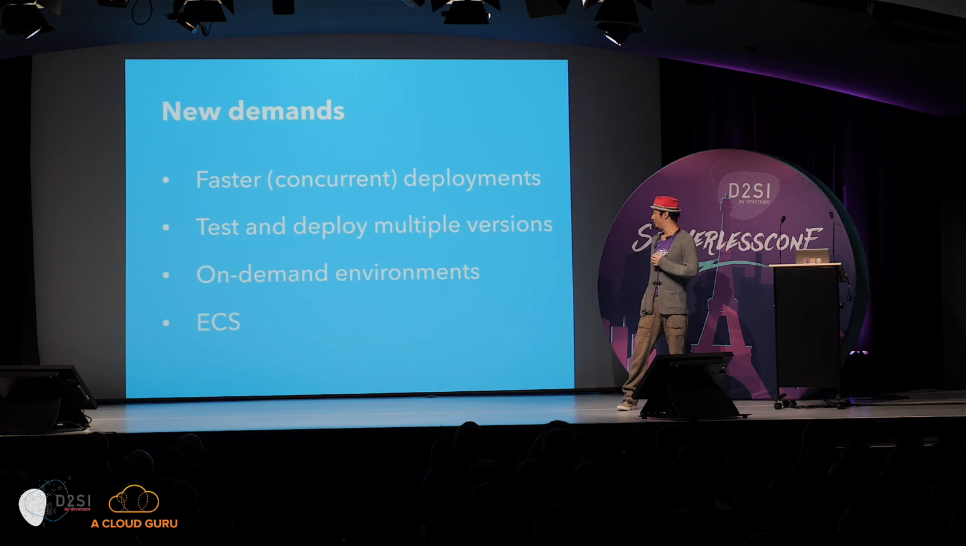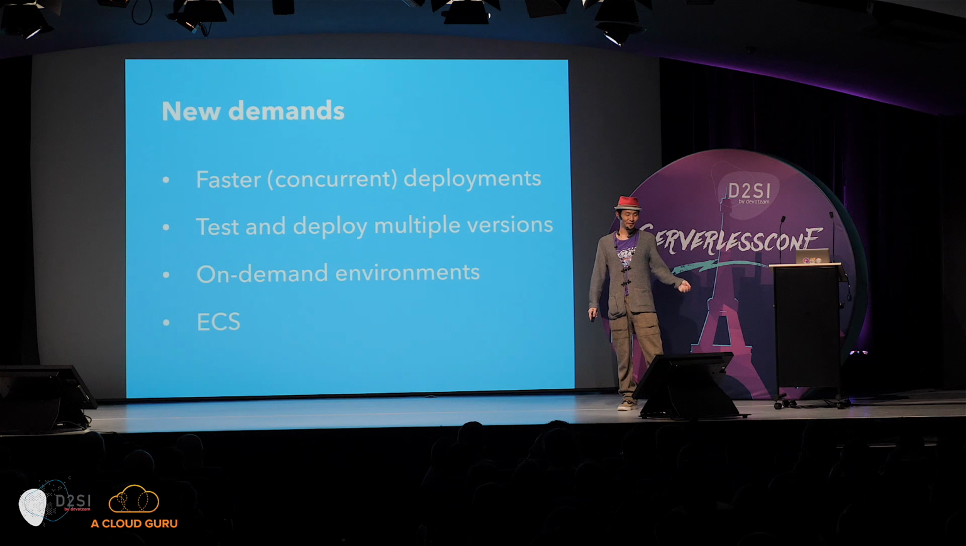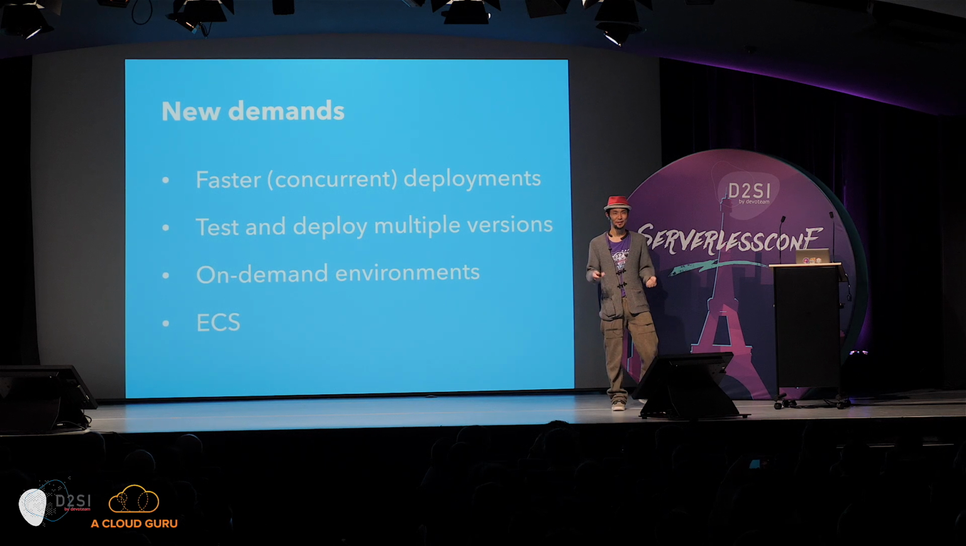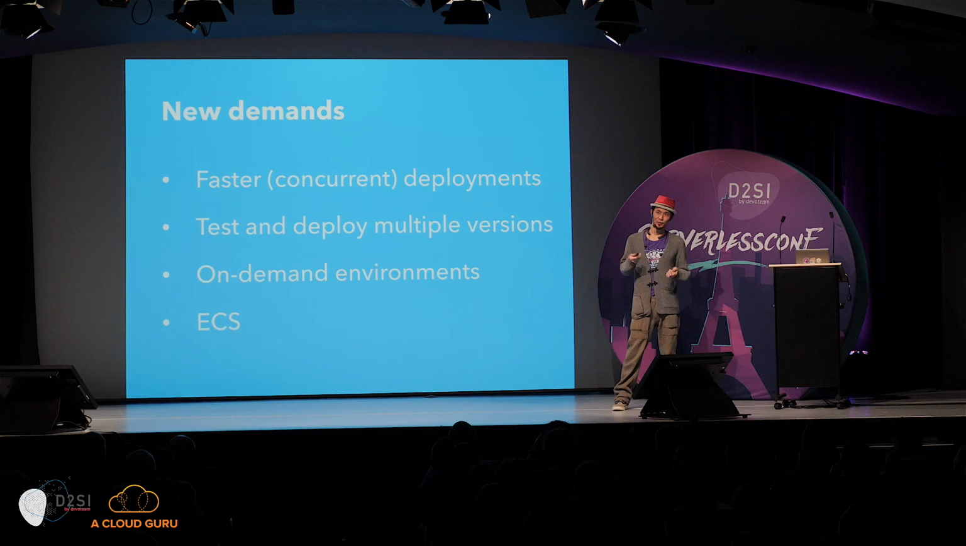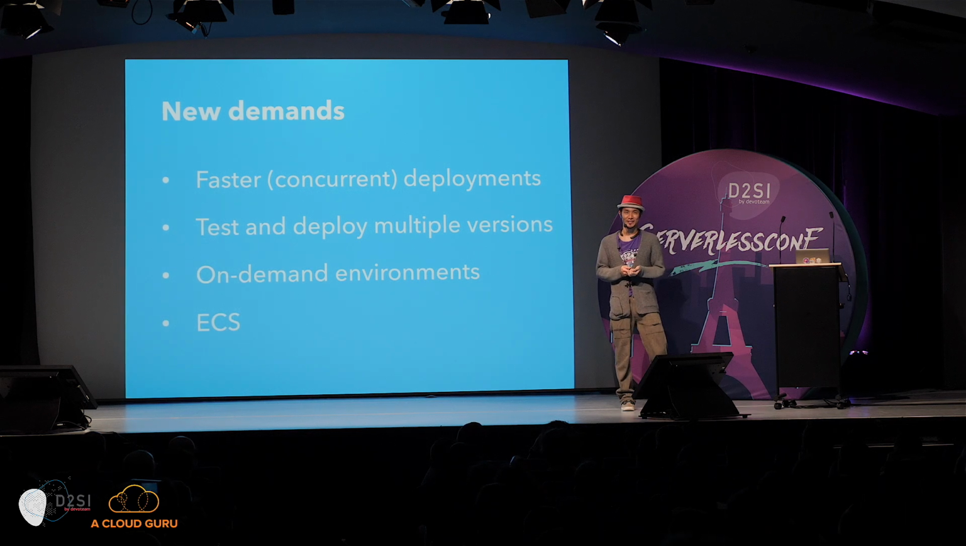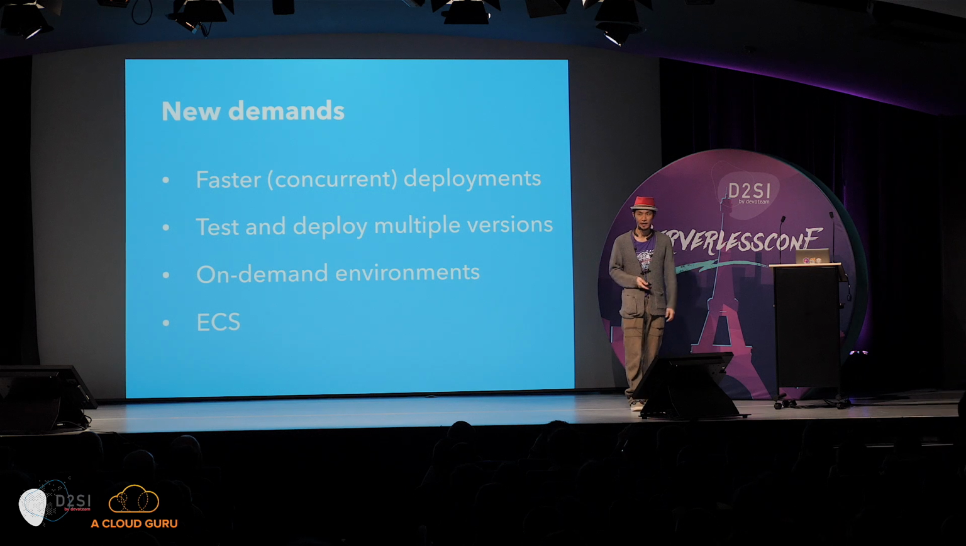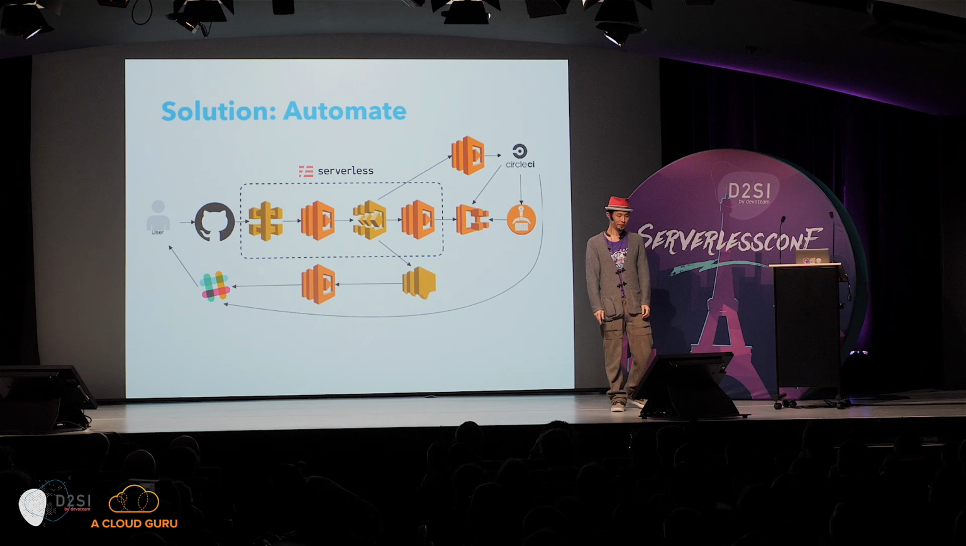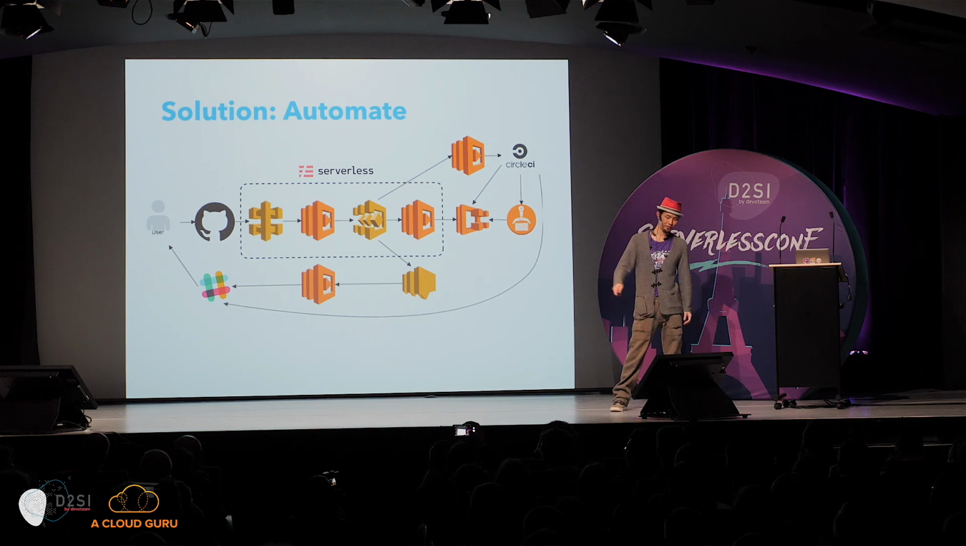And of course, there were some new demands from the devs. They wanted faster concurrent deployments. They wanted to test and deploy multiple versions, multiple branches. And they basically wanted on-demand environments where they could easily test with QA and other third-party services. And we were also migrating to ECS.